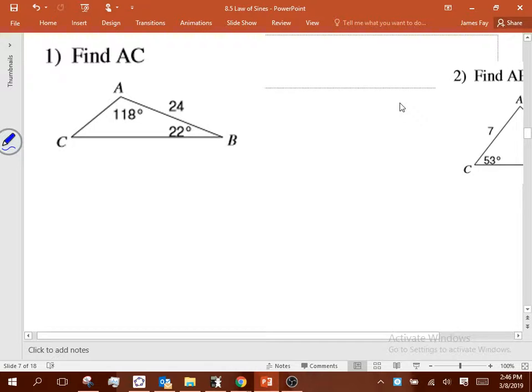So I want you guys to do this one. It says find AC, which I do want you to do, but I'm just going to put lowercase b here. So find B, and also find A. So take a couple minutes, see what you come up with. We'll come back together, reconvene, and see if your answers match up to mine.